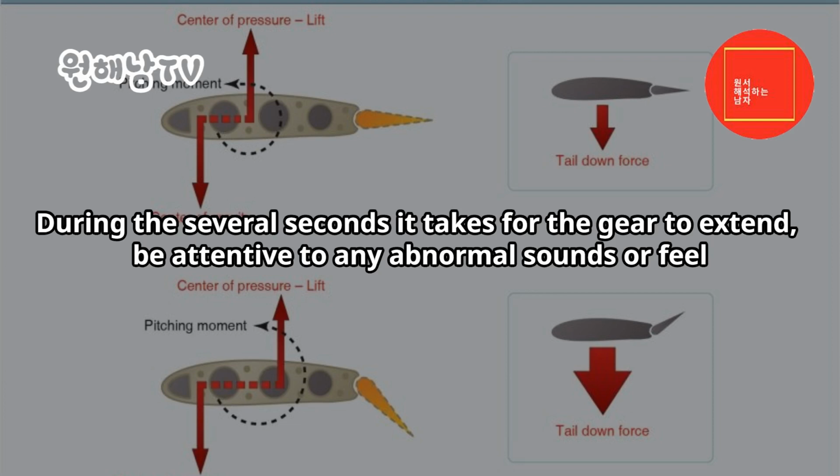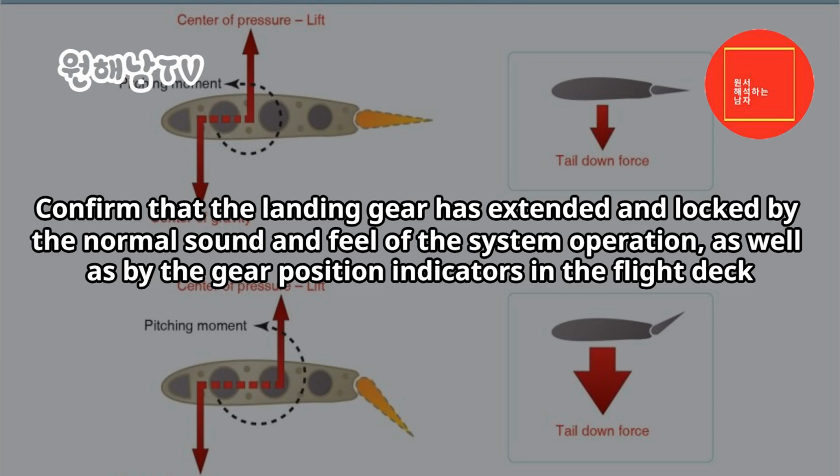During the several seconds it takes for the gear to extend, be attentive to any abnormal sounds or feel. Confirm that the landing gear has extended and locked by the normal sound and feel of the system operation, as well as by the gear position indicators in the flight deck.